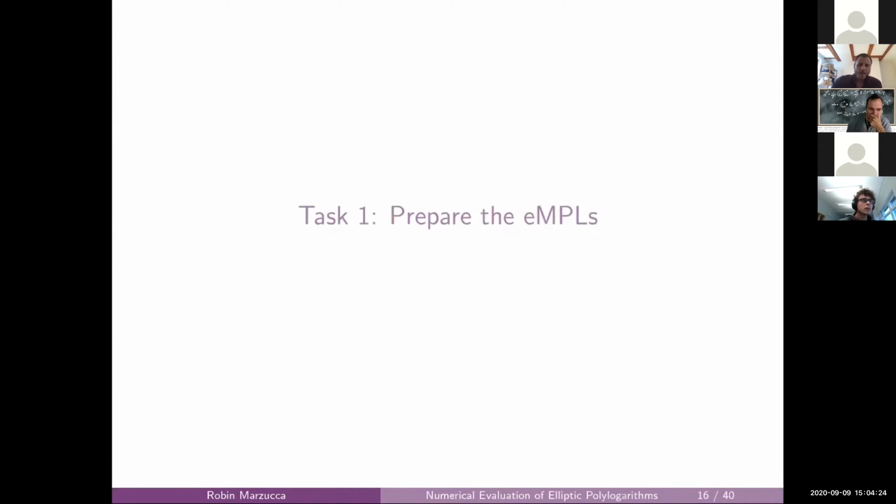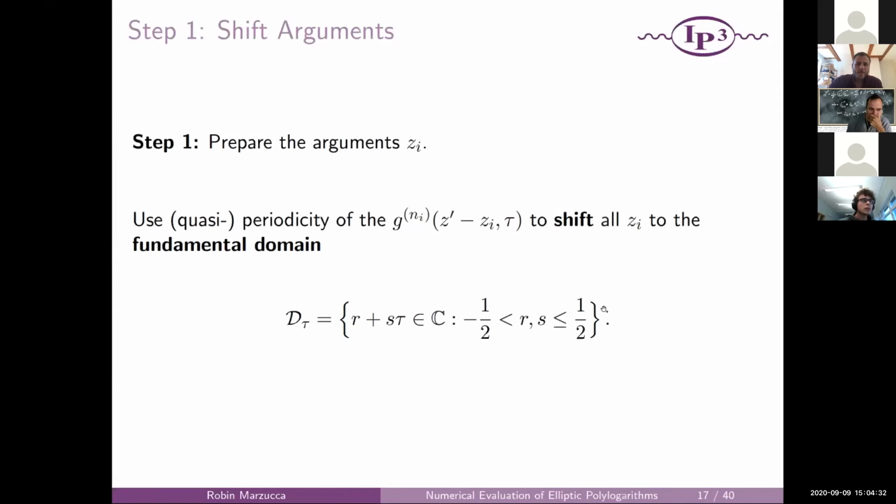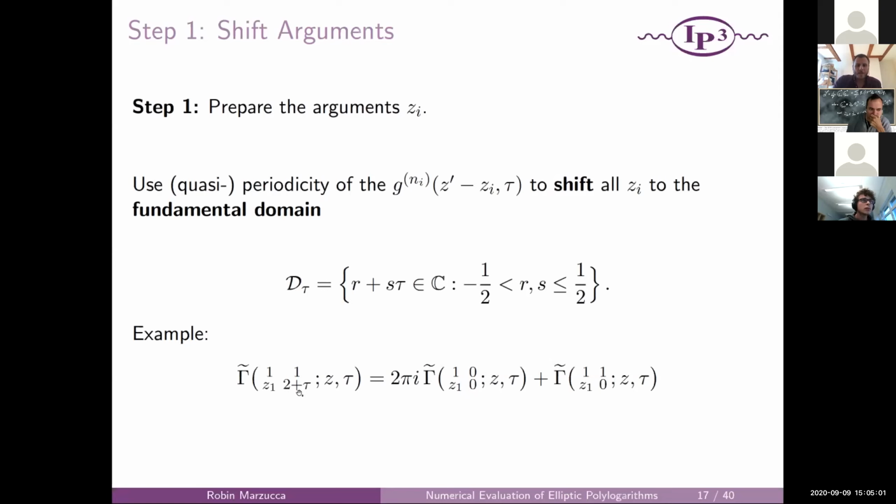So the first step of our algorithm is to prepare the elliptic multiple polylogarithm. First of all, this is the easiest step. We want to use the quasi-periodicity of these Kronecker-Eisenstein coefficients to shift all the z_i to the fundamental domain, as we call it, which is not to be confused with the fundamental domain of SL2Z, and is just defined by this fundamental parallelogram. So this is straightforward. We have a little example.